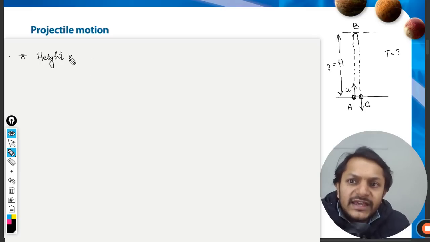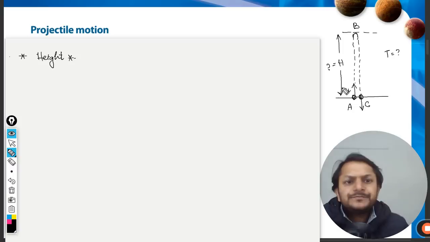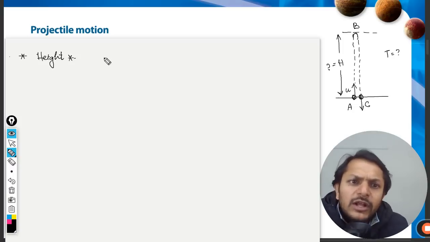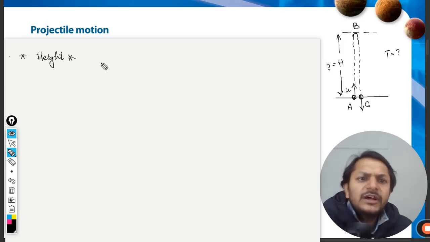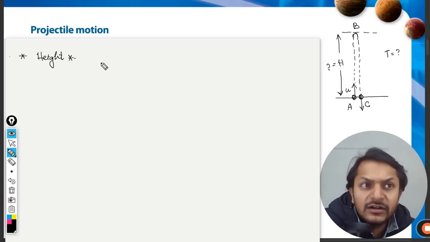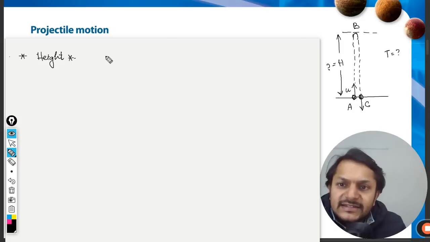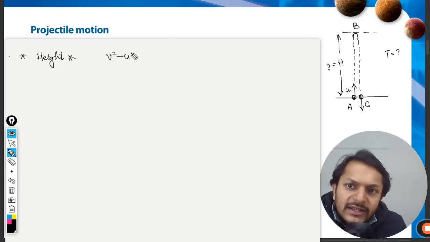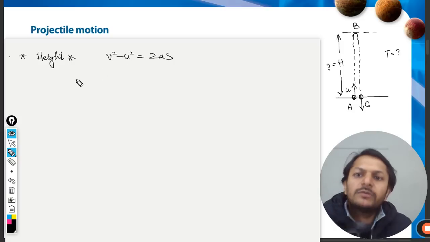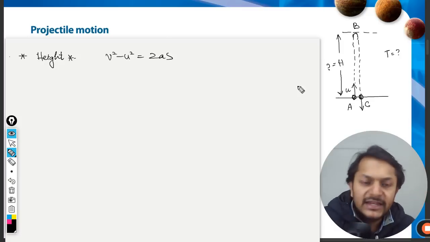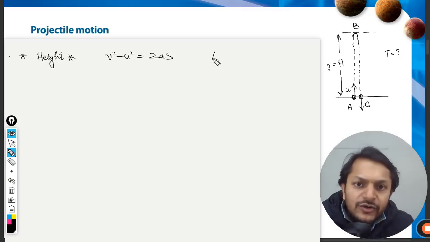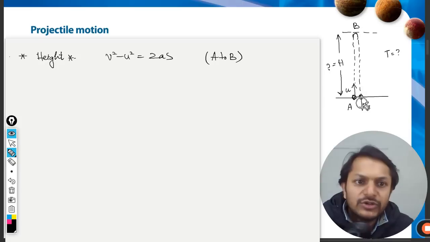So in this case, for the height, we apply the formula s is equal to ut plus half at square, but the time is not there. So I am writing the SUVAT equation: v square minus u square is equal to 2as. Now I am referring to the motion from A to B. So I am not talking about C now.